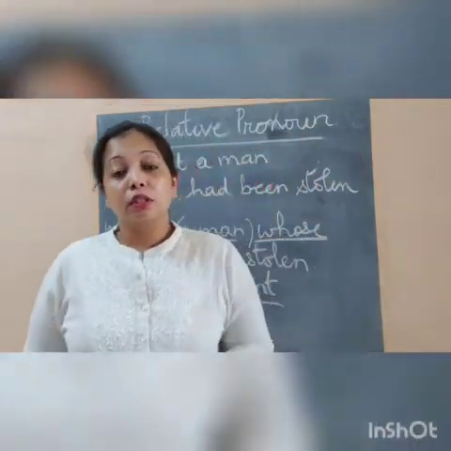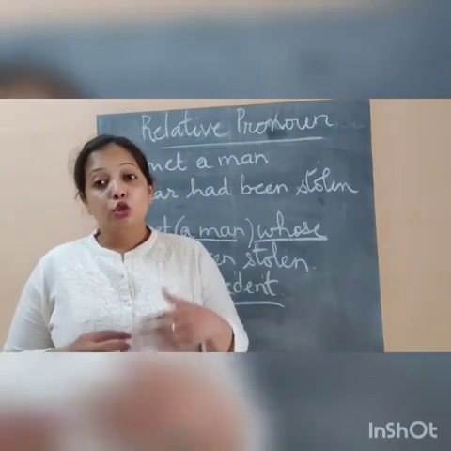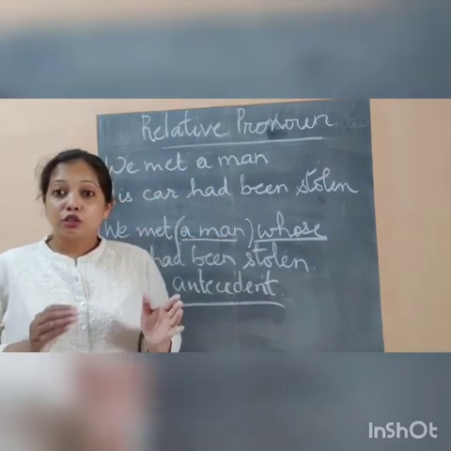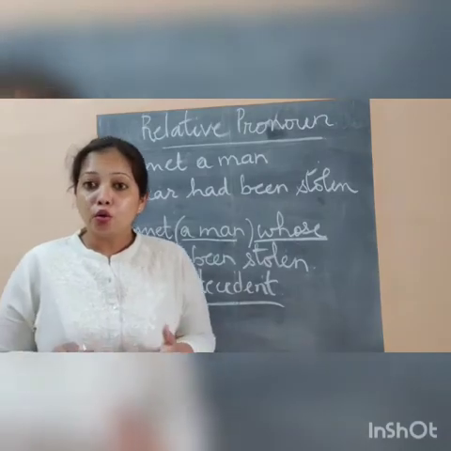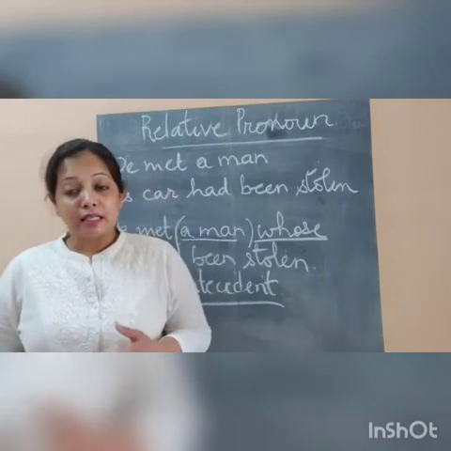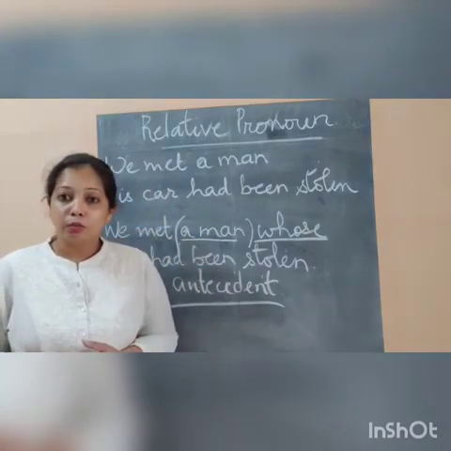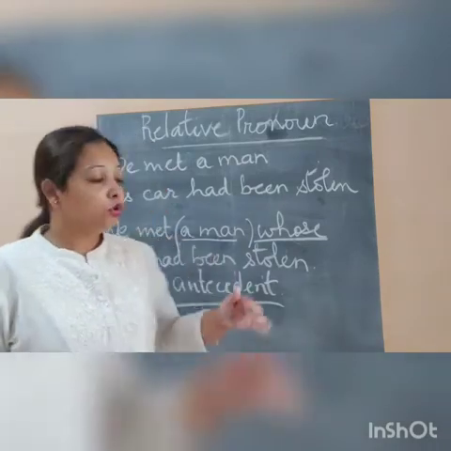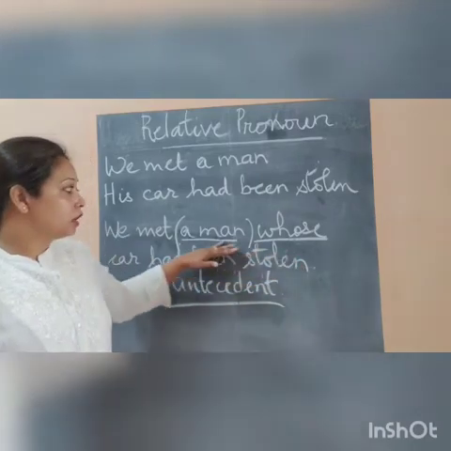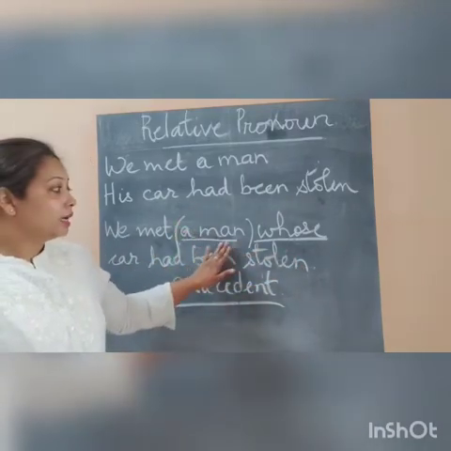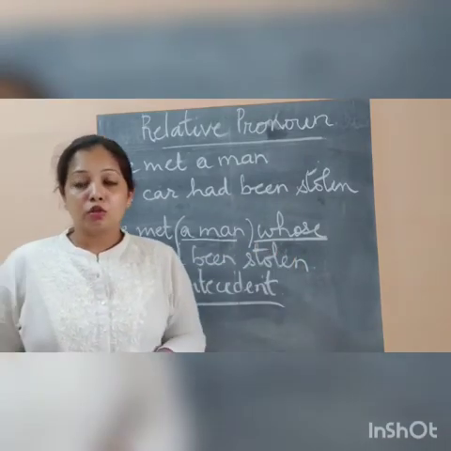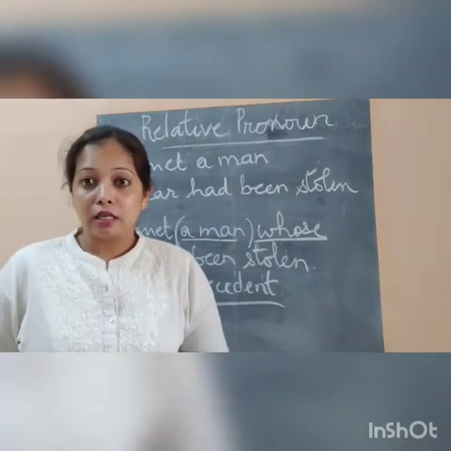Another important thing you have to remember when joining two sentences with a relative pronoun is that the relative pronoun should follow the noun. It cannot be placed anywhere in the sentence. Otherwise, your sentence will be wrong. It has to be written just after the noun. A man here is a noun, and the relative pronoun is written right after it. That makes it a proper, correct sentence.